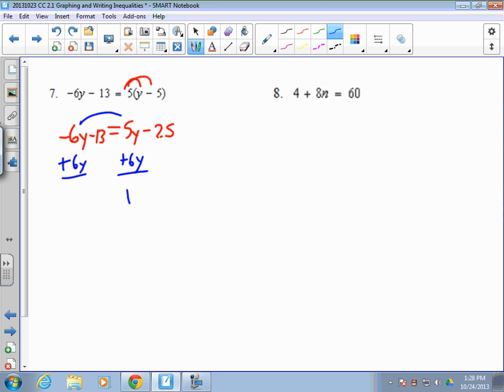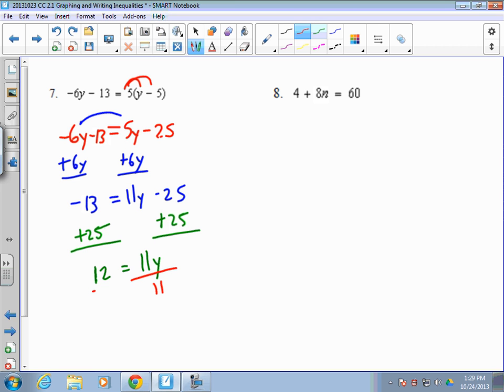5y plus 6y is 11y minus 25 equals, there's still negative 13 on that side. Get rid of minus 25 by adding it. Do the same thing to this side. Negative 13 plus 25 is positive 12 equals 11y. Get rid of 11 times something by dividing. Do the same here. Y equals 12 over 11.